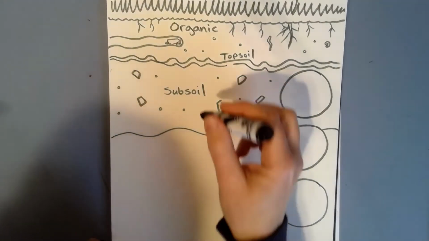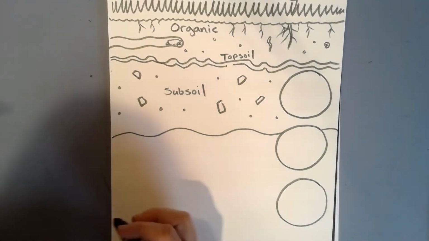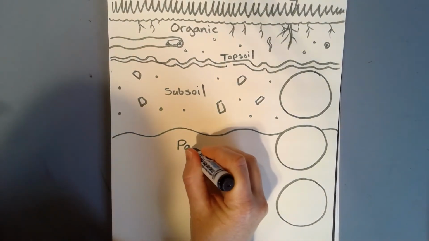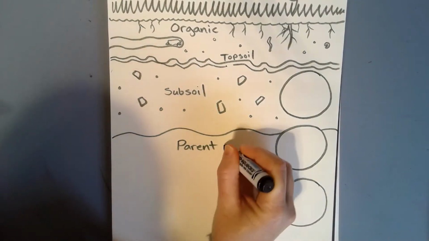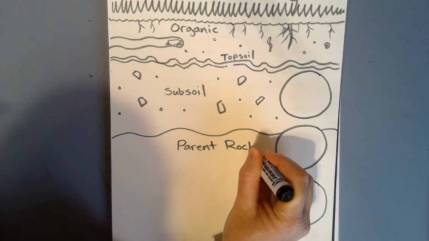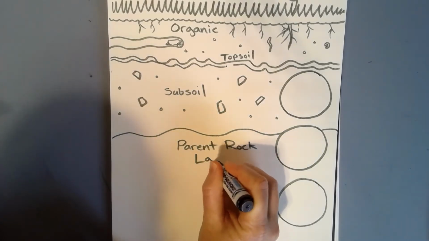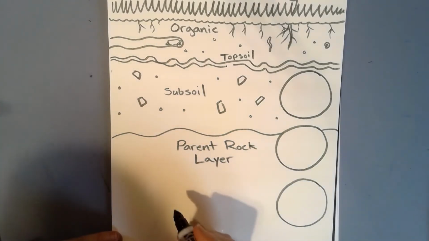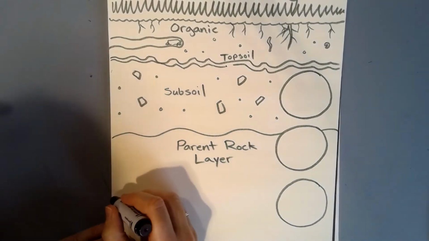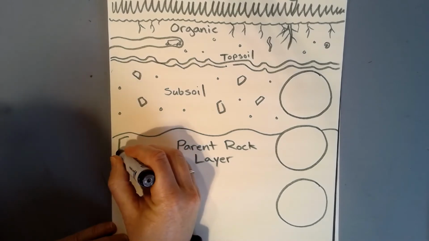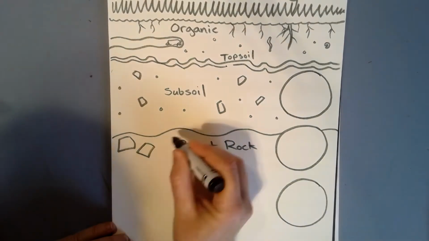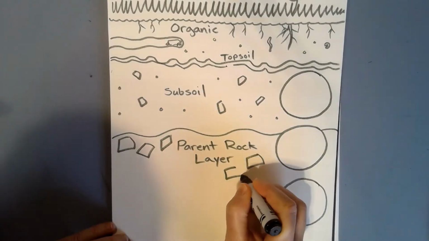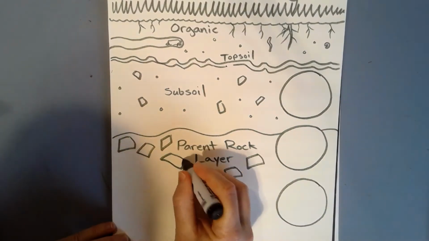Past that, we're starting to get further down. We're coming into what's called the parent rock layer. You heard me right, folks. It's called the parent rock layer, okay? This layer is chunky. It is super chunky. Lots of rocks. And the further down you get, the bigger the rocks get.